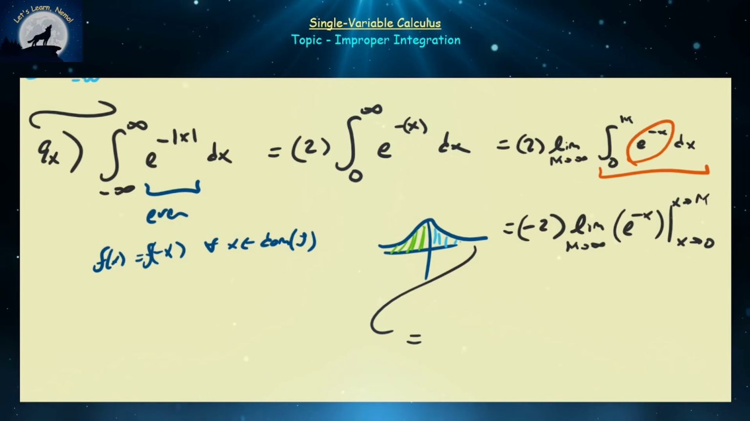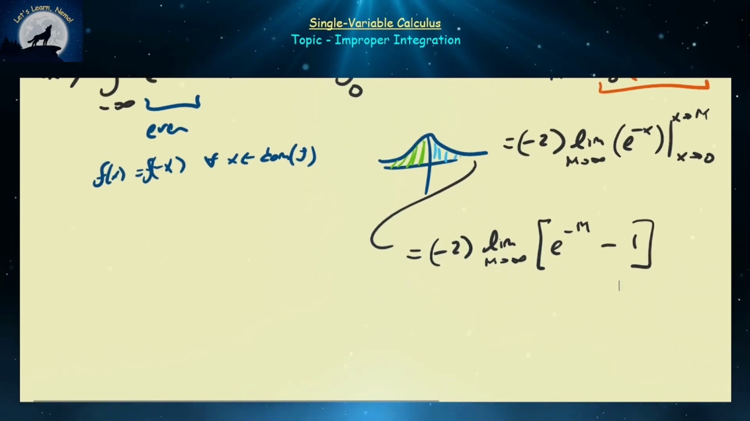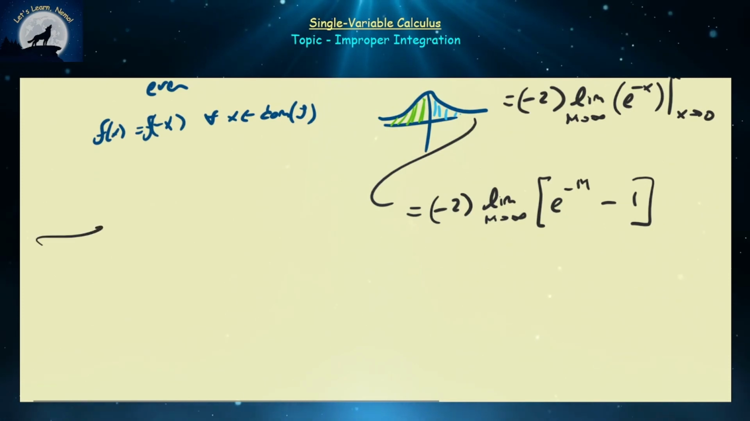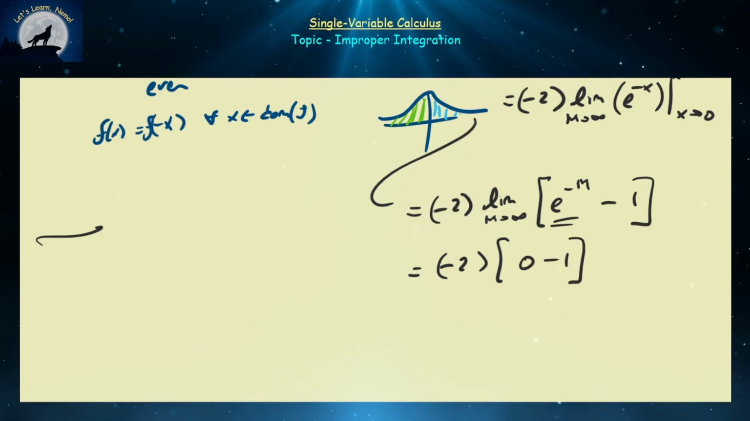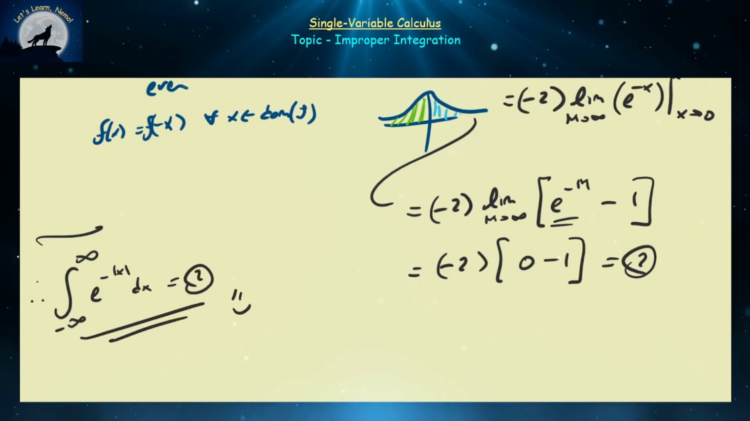So this is going to be equal to what? That's going to be minus 2 times the limit as m goes to infinity of e to the minus m minus e to the minus 0, and that's just equal to 1. Now we can evaluate this limit, and that's going to be minus 2 times, that goes to 0 minus 1, and then the overall integral will be 2. Right? So we can conclude that the integral from minus infinity to infinity of e to the minus the absolute value of x dx will just be equal to 2. Right? So that's actually a quite nice integral to practice with.